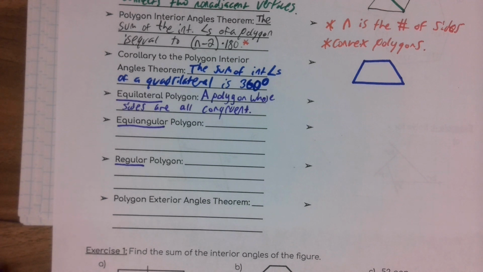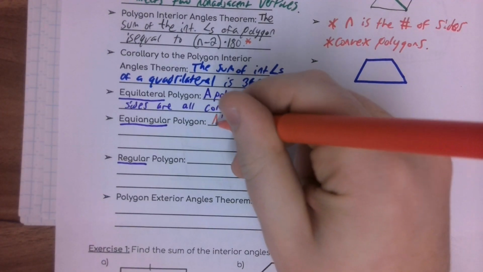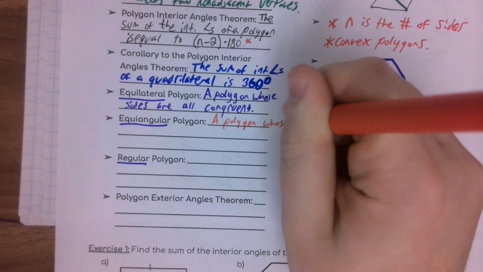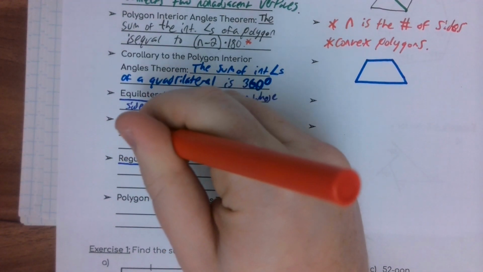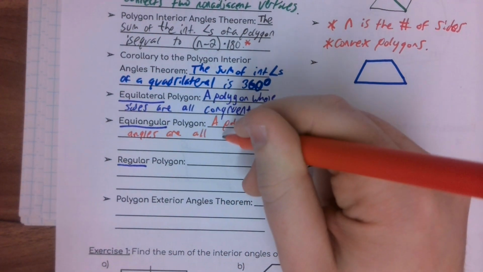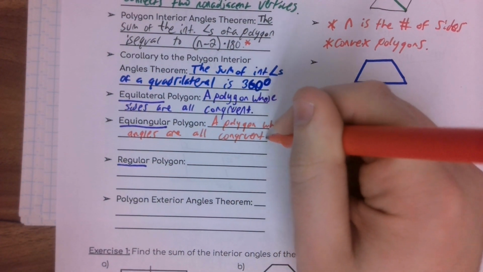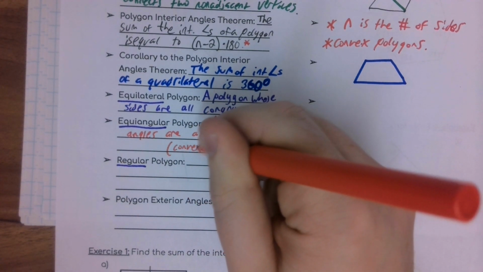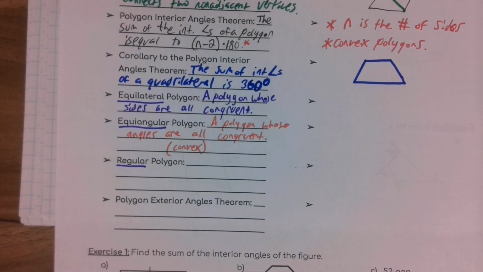And the equiangular polygon, well, it means all the angles are equal. So equiangular means a polygon whose angles are all congruent. And in general, we refer to this when we're talking about a convex polygon once again.